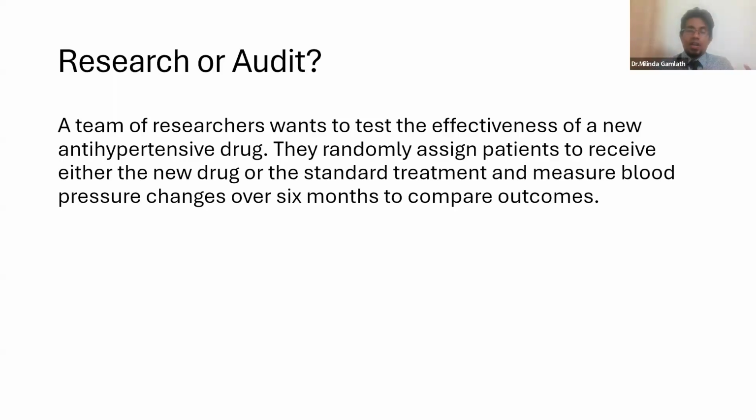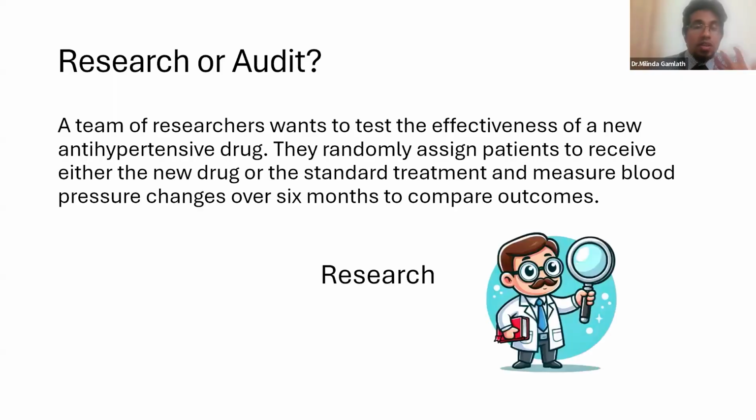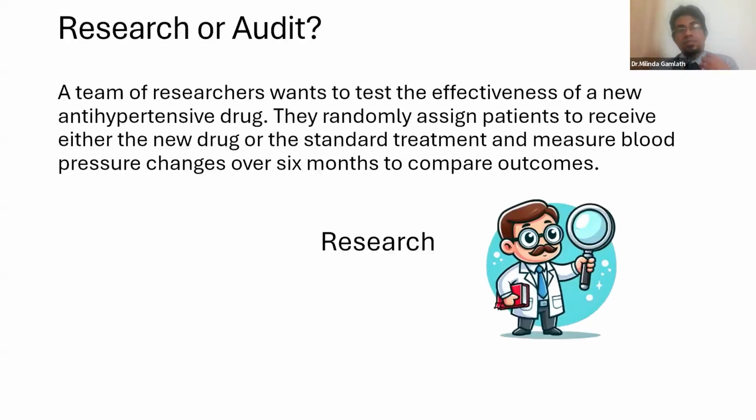So here basically they are testing out a new drug. This drug hasn't been tested before, so they are generating new knowledge on that drug. They are finding out for the first time whether this drug is effective or not. So that is generation of new knowledge, and if they can do this study, they can apply this to other populations as well. So this is an example of a research.